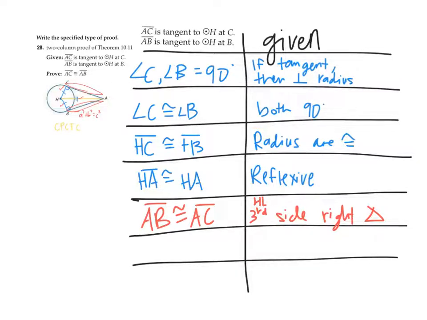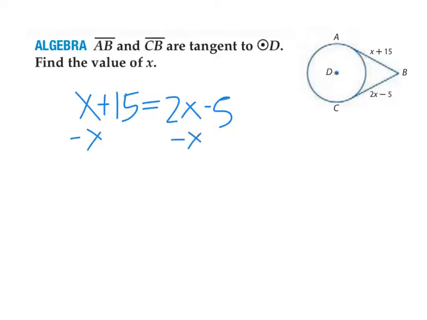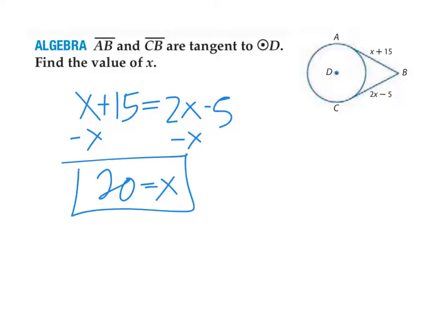Now we get to use this theorem to solve problems. Here's the first one. AB and CB are tangent. Our theorem said if they're tangent, then they are equal. So x plus 15 equals 2x minus 5. Now we solve for x. Subtract x, add 5 to both sides, and x is 20.